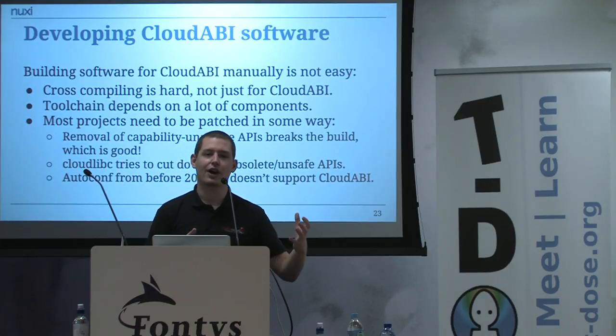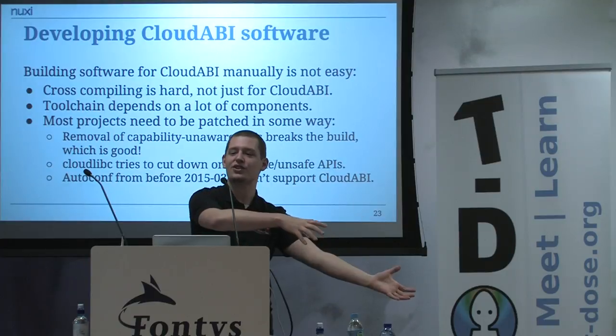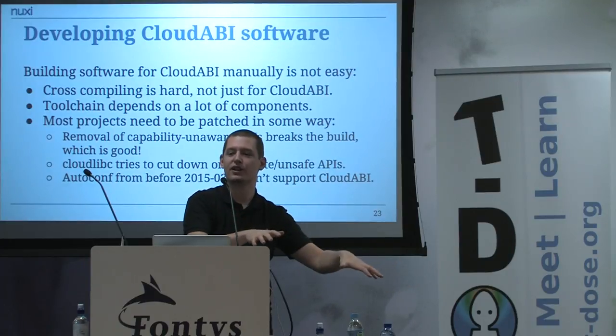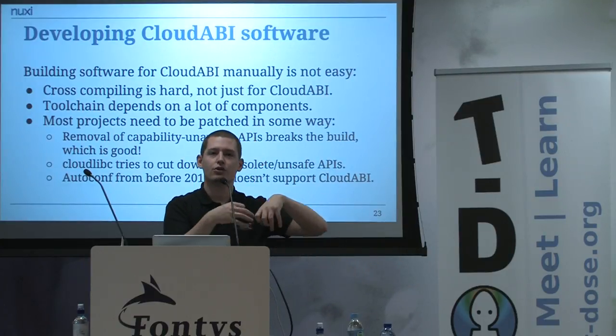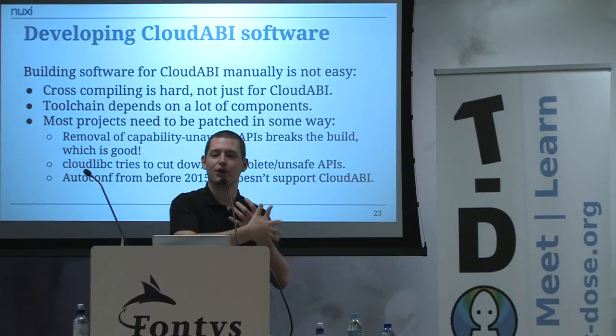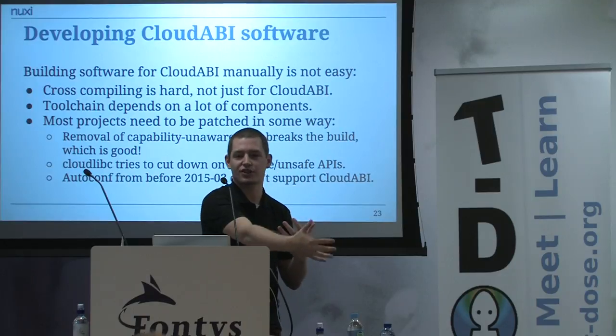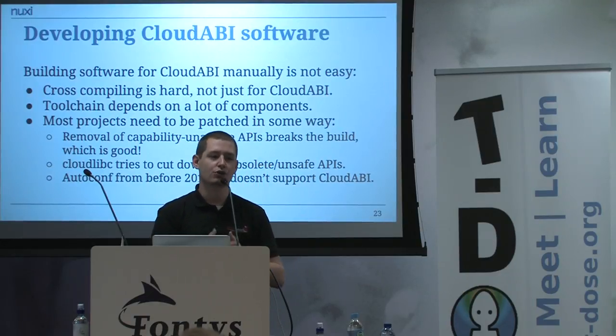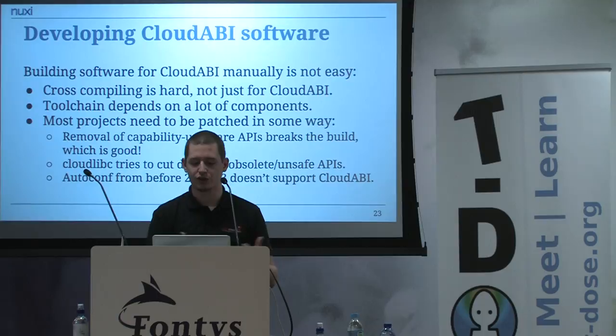You have to think of CloudABI as being its own separate operating system, but there is no actual operating system. You know, you're on a Linux system, but if you want to build software for CloudABI, you're building it against an operating system that does not exist. So you have to use a special cross-compiler for this, like a cross-compilation toolchain. And the problem is not that CloudABI by itself is hard to target, but cross-compilation in general is hard.